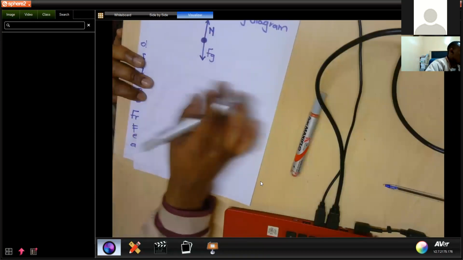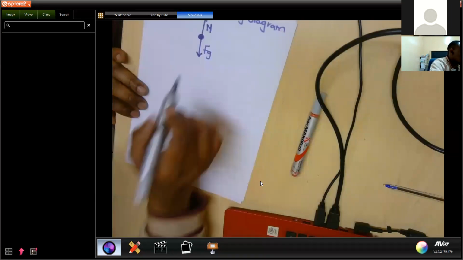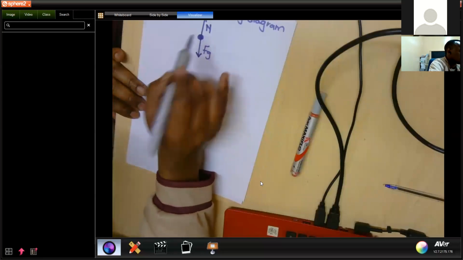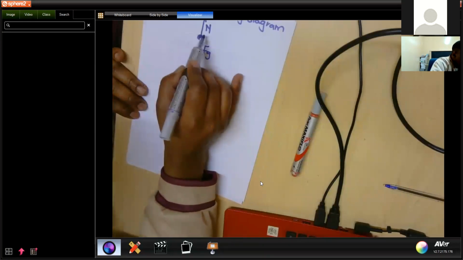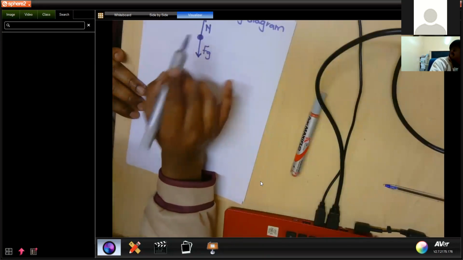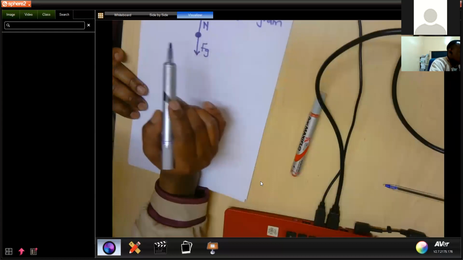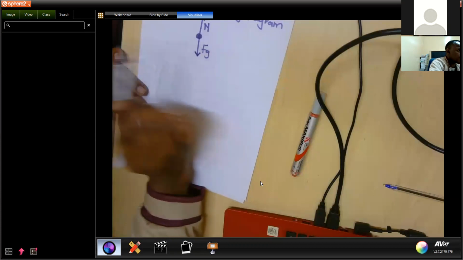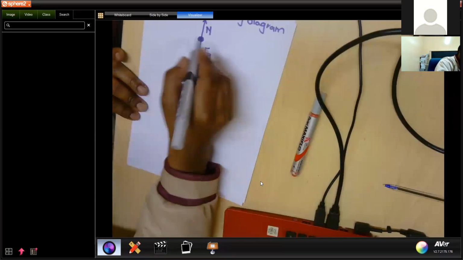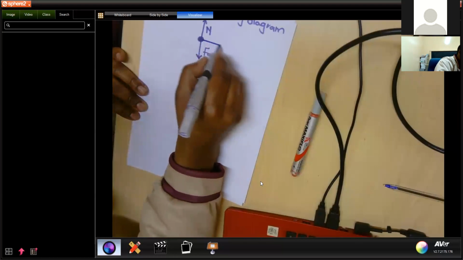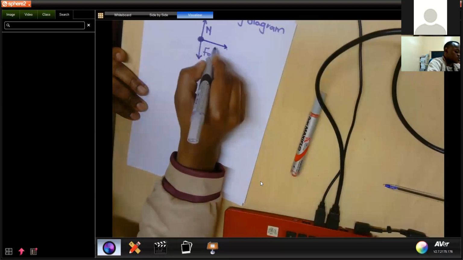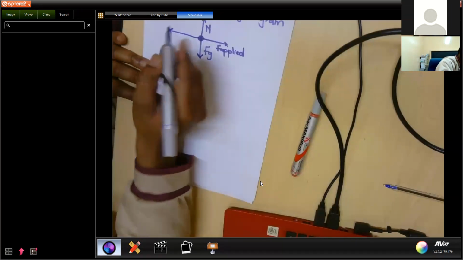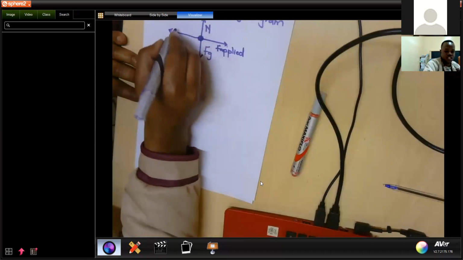Remember, the normal force is the force that the surface exerts on the object, and it acts perpendicular to the surface. So our box was on the ground, so it means the ground is exerting a force on the object, and that force is going to act upwards. And then again, we must have the applied force. So that is F applied. And then we must have the kinetic friction.